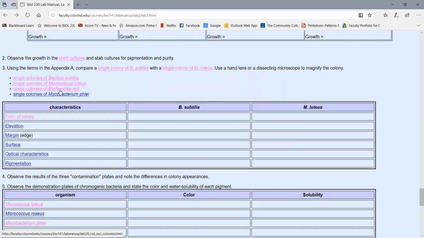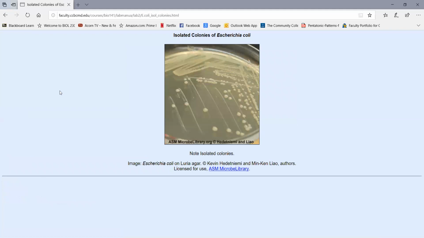If we look at a single colony of E. coli, again, we can see that it has a little bit of an irregular edge to it. Not as obvious as the Bacillus subtilis because this is a much smaller bacterium, but we do see a bit of an irregular edge. We see it has no pigment, just as the Bacillus subtilis had no pigment. The colony is kind of moist looking when you look at it. And of course, it's much smaller than the Bacillus subtilis, as we mentioned.